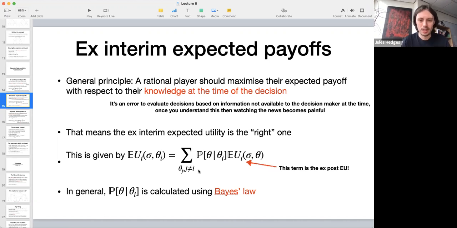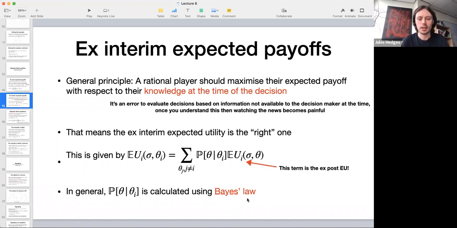This is given by something like this, where this is a function of all of the strategies, but player i's expected payoff is given only by player i's type. And so what we do is we have to sum over all of the types that everybody else could have and weight by the posterior probability that those players have those types given player i's type. This term here, this conditional probability, we calculate using Bayes' law in general.